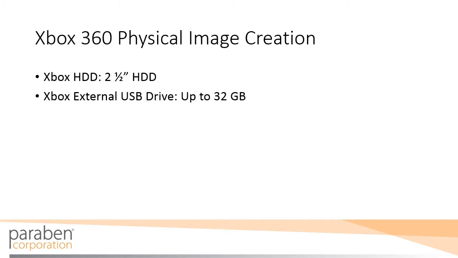Xbox 360s that have internal hard drives can easily be pulled out, and you can image those drives just like you would any other hard drives. Same thing with external USB drives. You can image those just like you would any other USB drive. Logical images are most often used when the Xbox does not have an internal hard drive. They sometimes have internal memory of only 4 gigabytes. If that's the case, you're going to be pretty much forced to create a logical image.